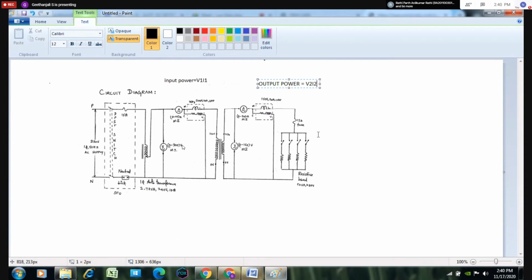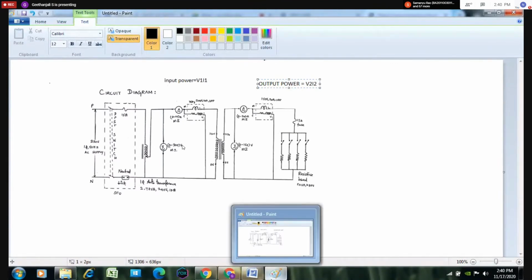Then which component is left now? The resistive load is left. For this resistive load, we need 4 switches. All of you make a note: the example for the resistive load is a lamp. Here we are going to use 4 lamps, which need 4 switches. So the remaining 2 components are 4 switches and 4 lamps.